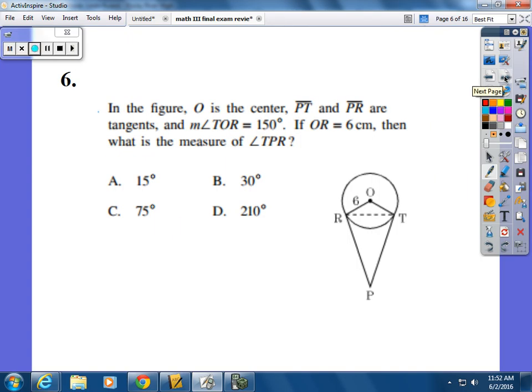Okay, number 6. Now we have a circle and tangents. It says that PT and PR are tangents, which makes these 90-degree angles because a tangent is always perpendicular to the radius. And then TOR is 150 degrees. So we have a total of 180 plus 150. That's 330 degrees. Subtract that from the total of a quadrilateral, which is 360, and you get 30 degrees.